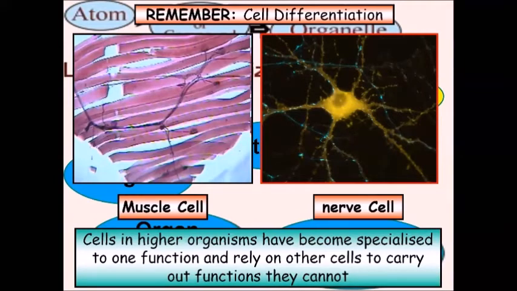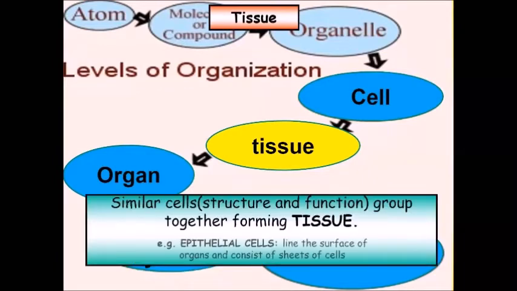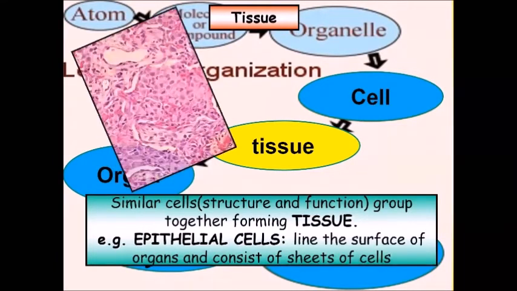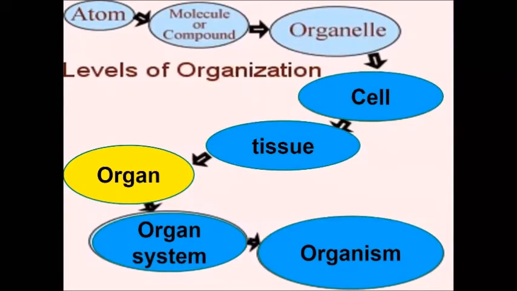So, from the basic building blocks of cells, we move into tissue. Tissues are groups of cells working together for a function. We've got a couple of examples of them there. There's the epithelial cells there, which line the surface of organs, and you can have specialized cells within that, such as a goblet cell, which is there to produce mucus. Groups of tissue working together for the same function are then categorized into organs.